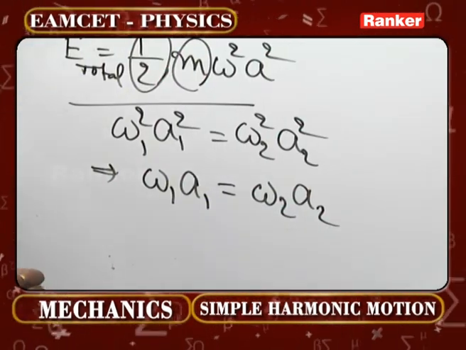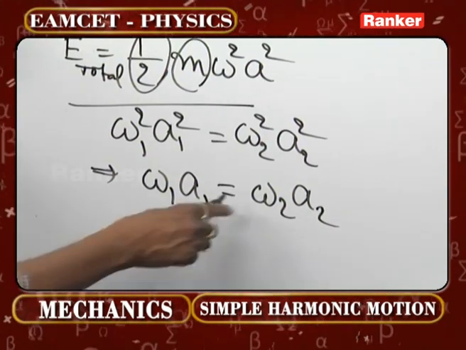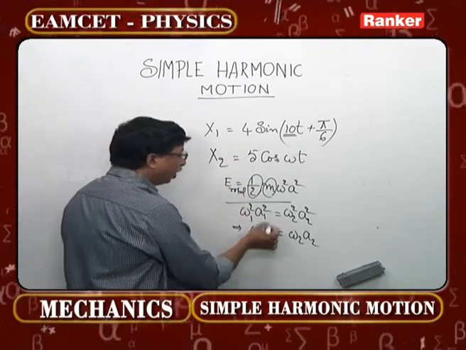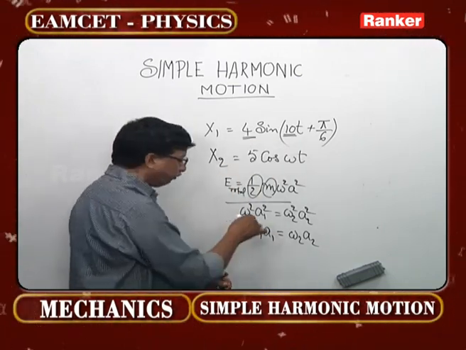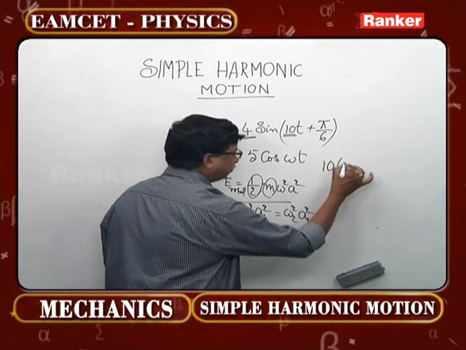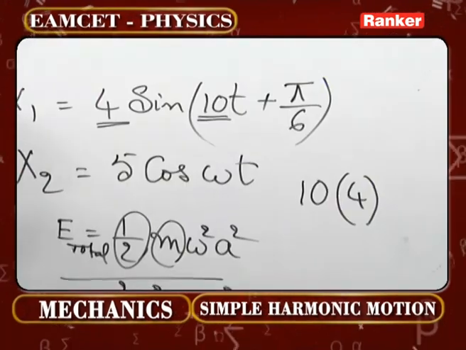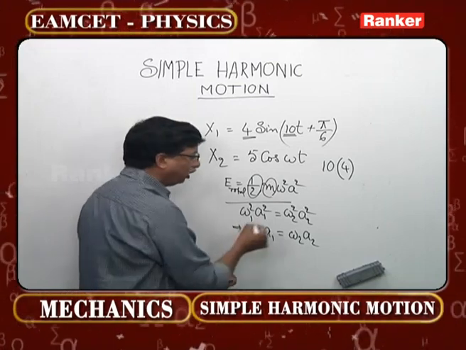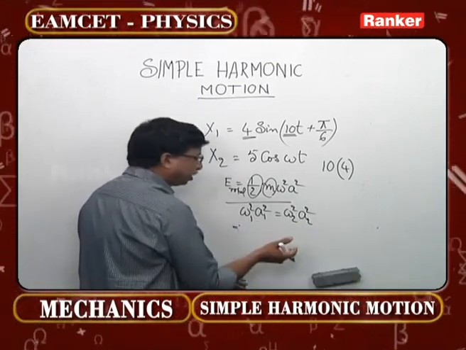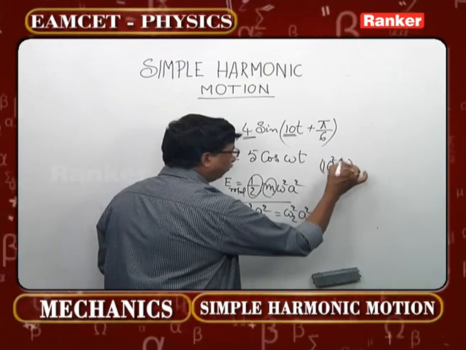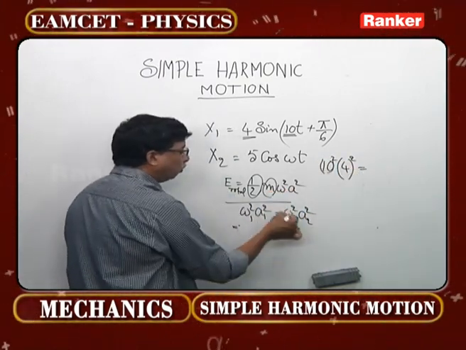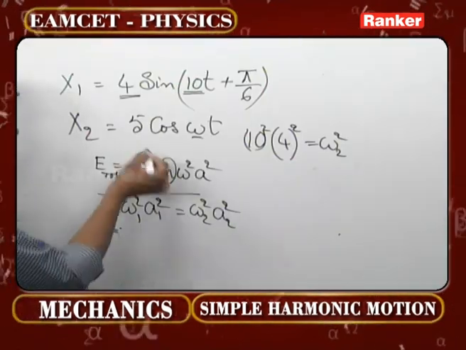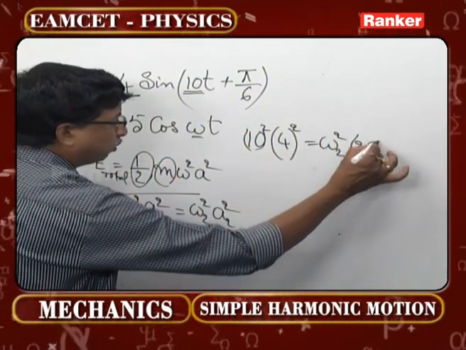Now, if you look carefully, omega 1 A1 is equal to omega 2 A2. What is omega 1 given here? Look at that one as 10. What is A1 given over here? It is 4. So you can write 10 times 4. If you directly take 10 square into 4 square, there is nothing wrong. If you take the original equation itself without taking root, 10 square into 4 square is equal to, what is omega 2 square? I don't know, because it is given as omega only. What is A2 square? That now becomes 25.